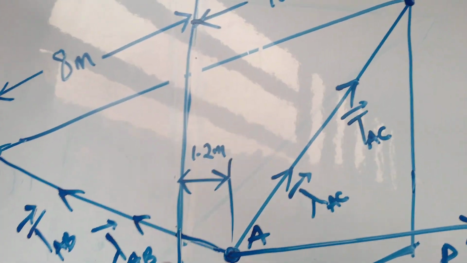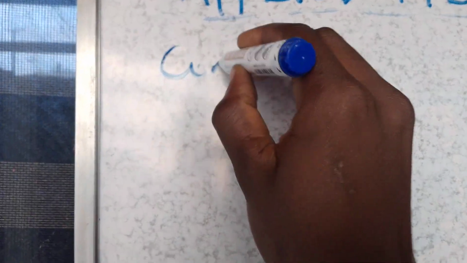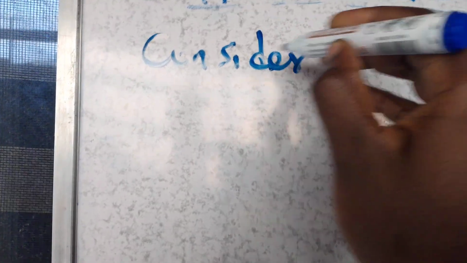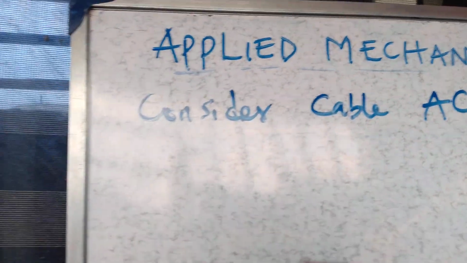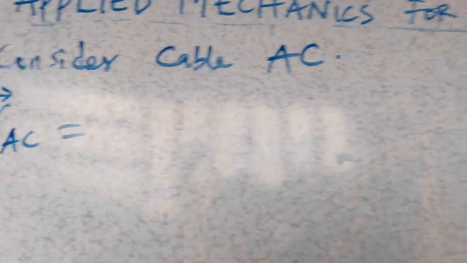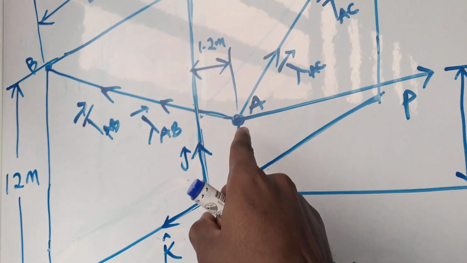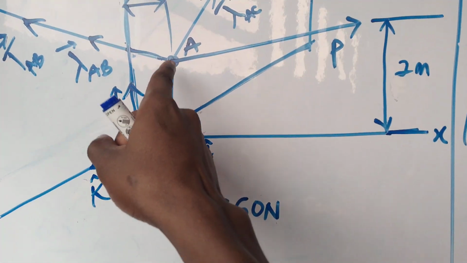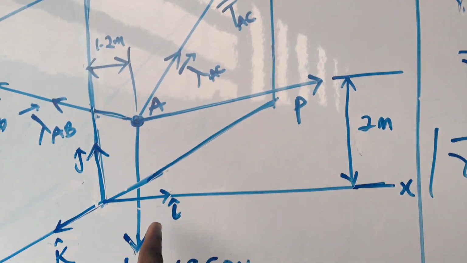So let's consider the next cable AC. Consider cable AC. Now look for the position vector AC. So the position vector AC is arrow AC. Now, let's come back to our diagram. From this point A, you move vertically downwards. So move vertically downwards.